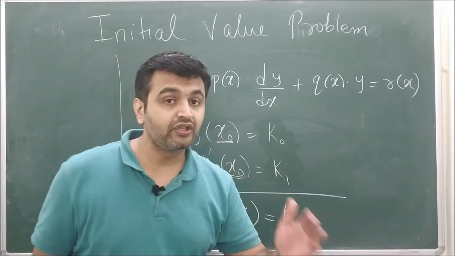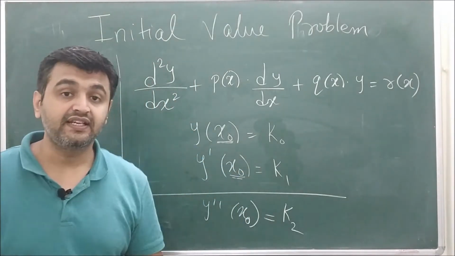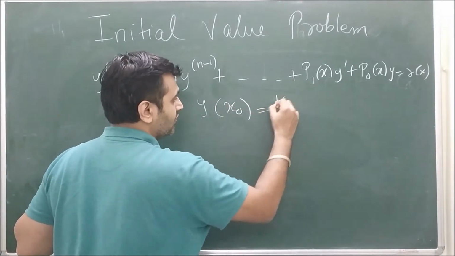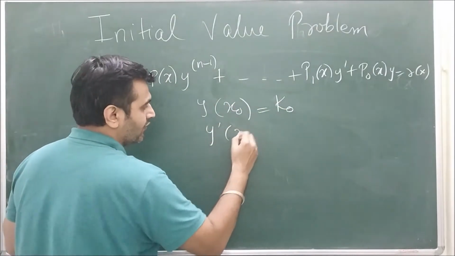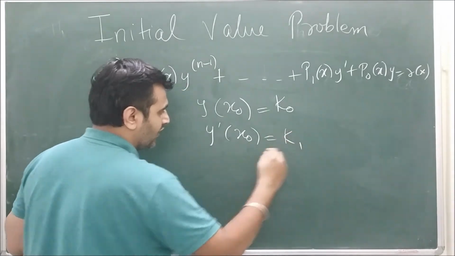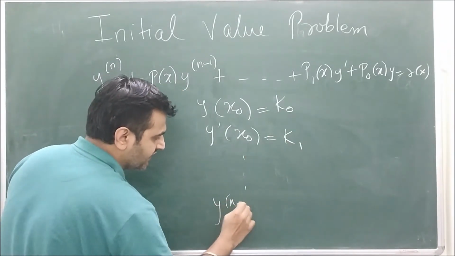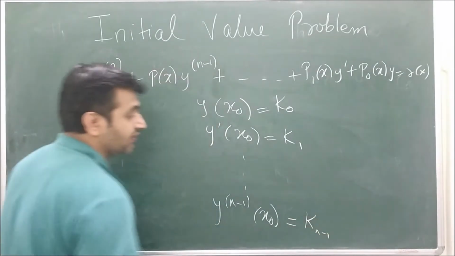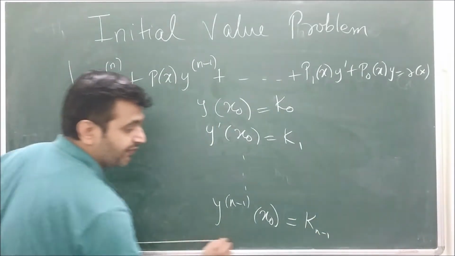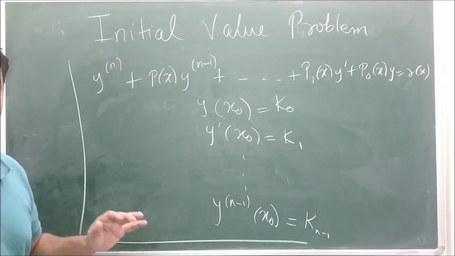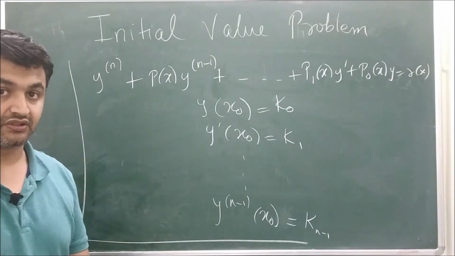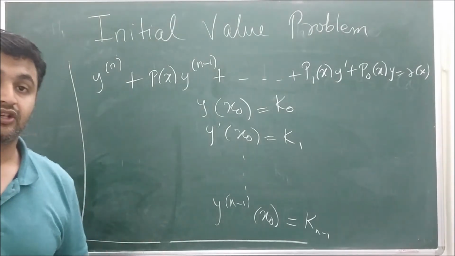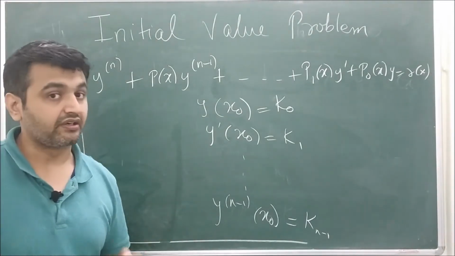And if you have an nth order linear differential equation, you will need n initial conditions. So say y of x naught is k naught, y prime of x naught is k1, up to the (n minus 1)th derivative at x naught, which is k(n minus 1). So this whole thing will be called an initial value problem for an nth order linear differential equation. And using these conditions, you will find the arbitrary constants which are involved in the general solution.